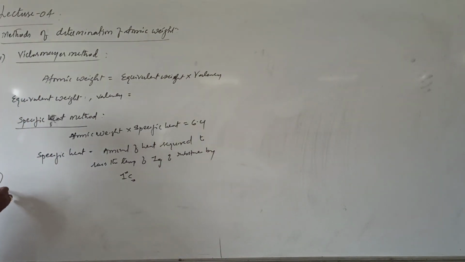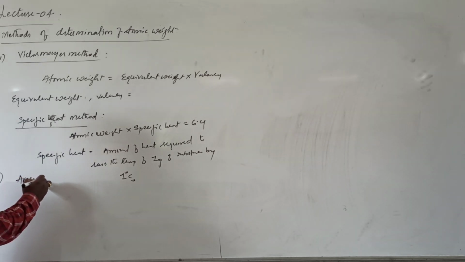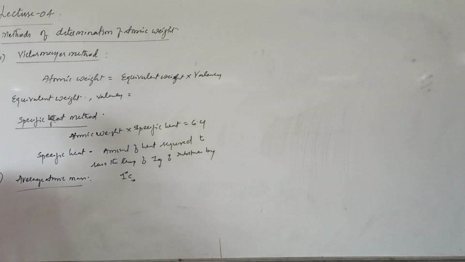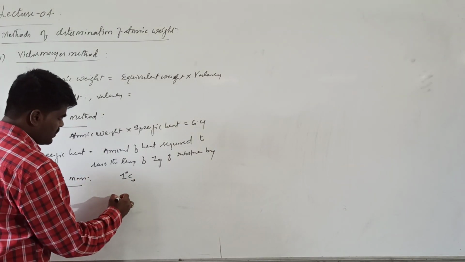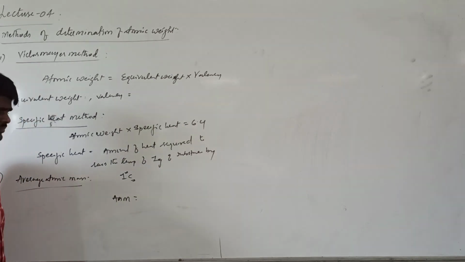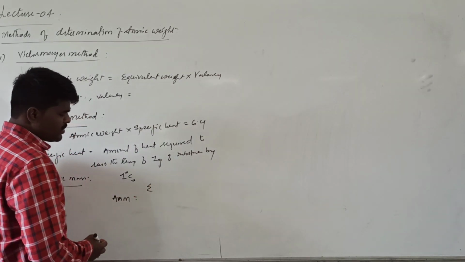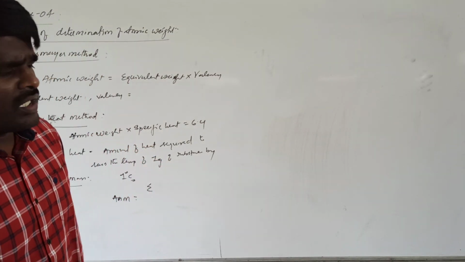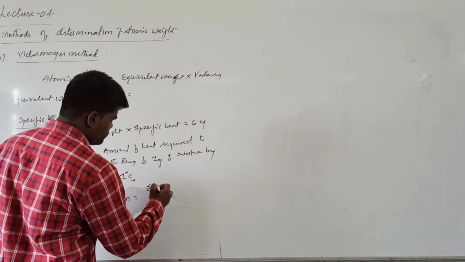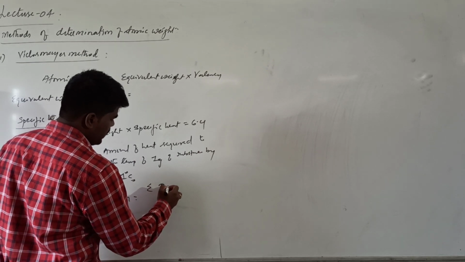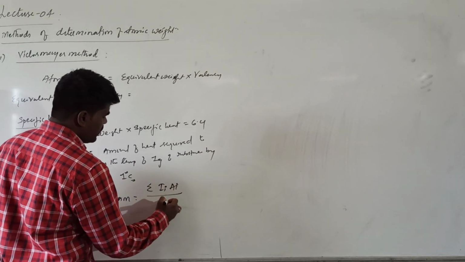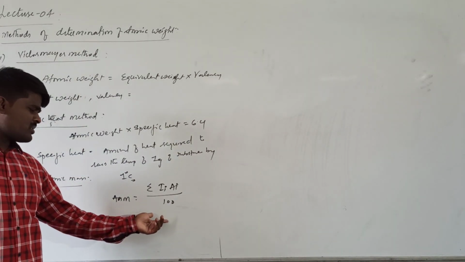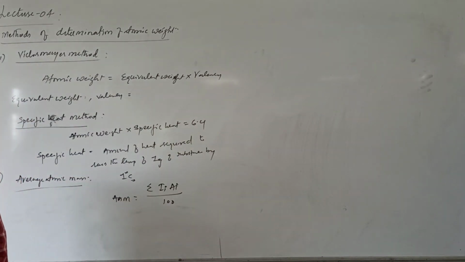There is another method which is called average atomic mass. From the concept of average atomic mass also you can determine the atomic weight. What is the concept of average atomic mass? It is basically calculated. It is the summation of product of percentage abundance of all the isotopes into the atomic masses of all the isotopes. That is Σ I × A_I upon 100. If you know the atomic masses and percentage abundances, you can determine the atomic mass of a given element.